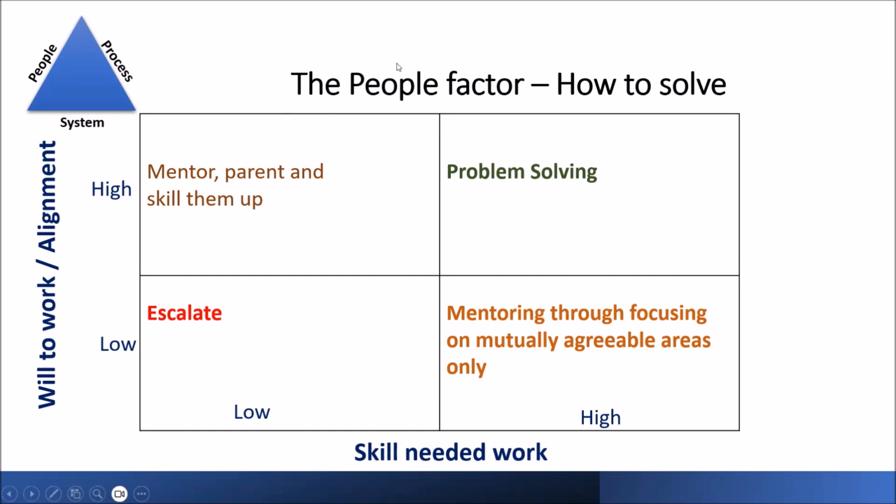Similarly, there are certain people who have a high will to work and alignment is high, whereas their skill is very low. Then you have to parent them, you have to mentor them, you have to skill them up, you have to take steps to skill them up.